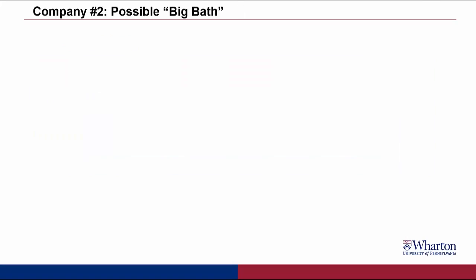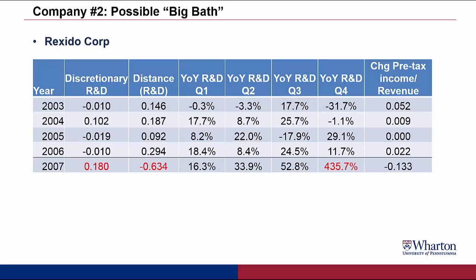Second case is a possible big bath situation. This is Rexito Corp. So if we look at their discretionary R&D in 2007, it was a big positive number, much bigger than in the past, which means they spent more on R&D than expected, which is going to reduce their earnings. If we look at their distance measure, it was negative 0.634, which means they would have to cut R&D by 63% in order to meet their earnings target, which makes it a potential big bath.